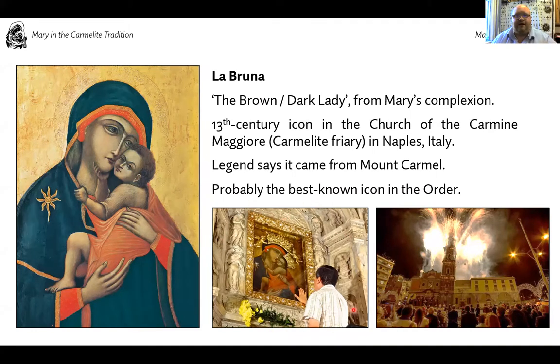very beautifully displayed. And on the 16th of July, the Feast of Our Lady Mount Carmel, the whole city comes together in the square in front of the Carmelite Church. You can see this picture of fireworks going off from the belfry of the tower. They have processions and masses and prayers and a big party, which is the great thing about feasts celebrated in places like Italy and Spain. Here in England, we don't do things in such an elaborate and exciting way, which is a pity. But if you want a place to go on the 16th of July for a party, then Naples would be a very good place. So what does this image of La Bruna say to us?